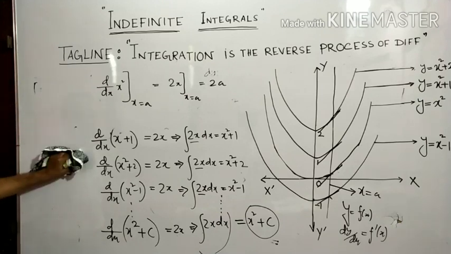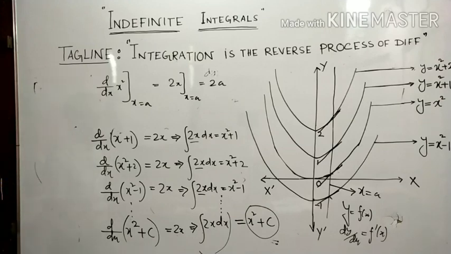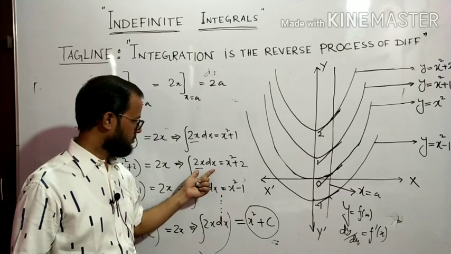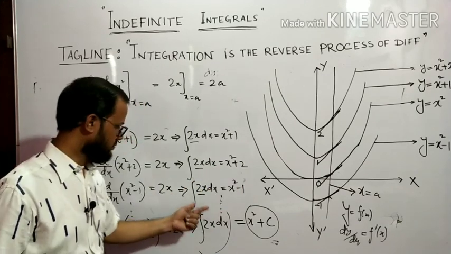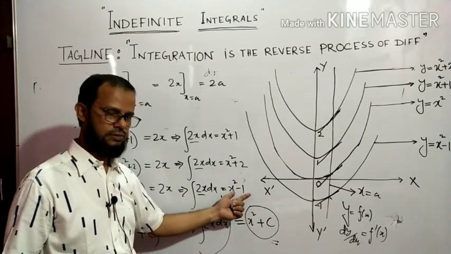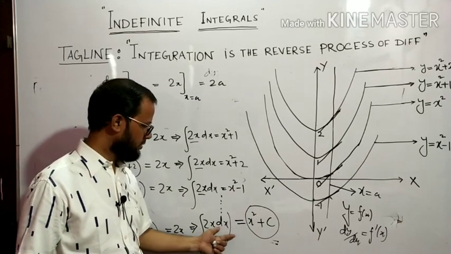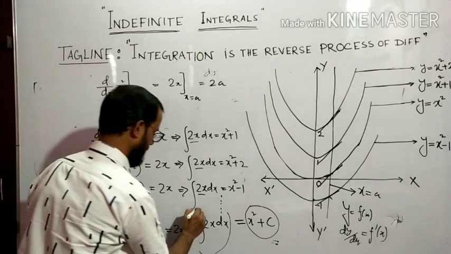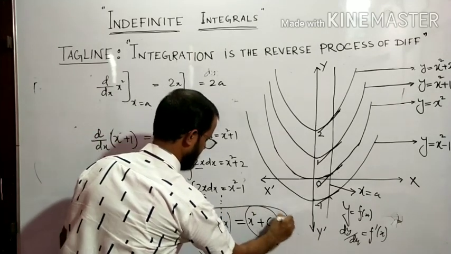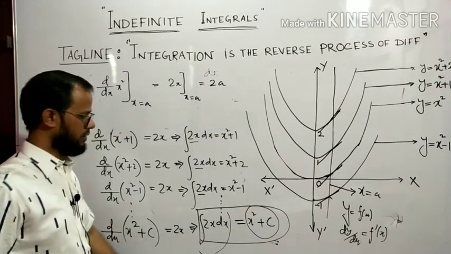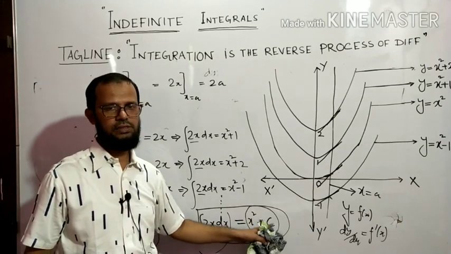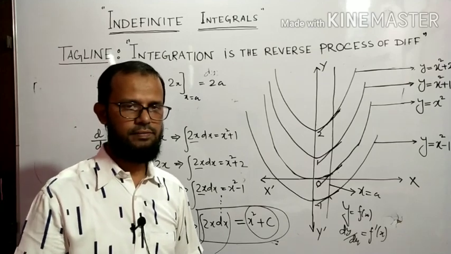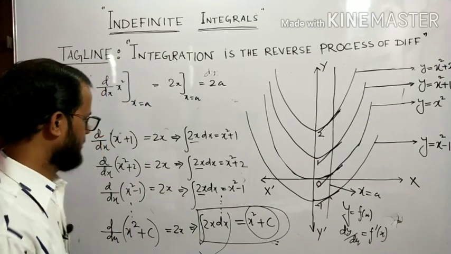तो फाइनली इंटीग्रेशन ऑफ 2x dx इज इक्वल टू व्हाट, x स्क्वायर प्लस 1, इंटीग्रेशन 2x dx इज इक्वल टू x स्क्वायर प्लस 2, इंटीग्रेशन 2x dx इज इक्वल टू x स्क्वायर माइनस 1, और इंटीग्रेशन 2x dx इज इक्वल टू x स्क्वायर प्लस c. Finally we will write the answer, this is the final answer. Okay, so integration 2x dx is equal to x square plus some constant. ये constant may be 0, may be 1, may be -1, may be -2. Clear?